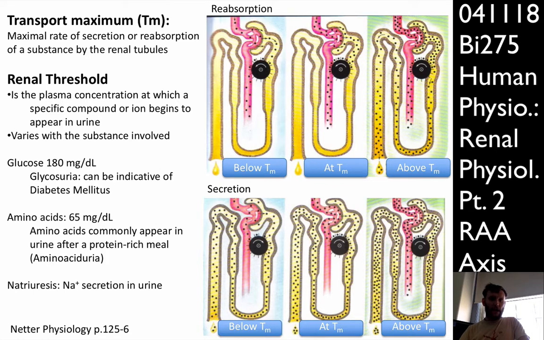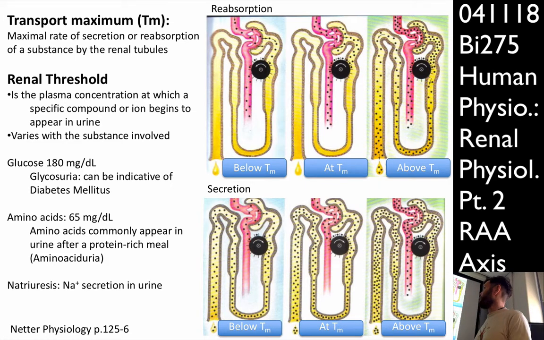And this renal threshold is different for every single solute. It varies by solute because every single solute is getting handled by different transporters. All right, so let's look at glucose first. Should I walk you through that diagram? It's just a pictorial description.